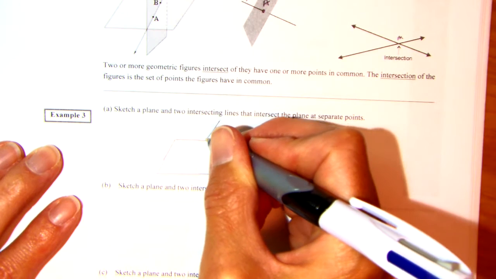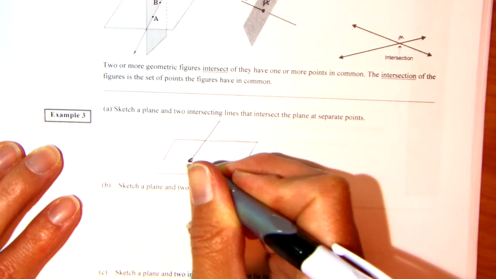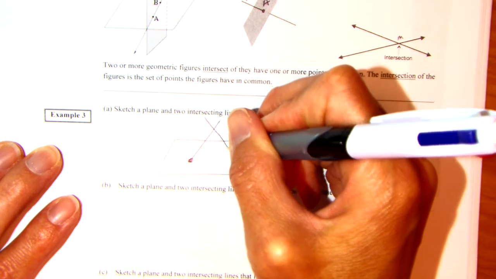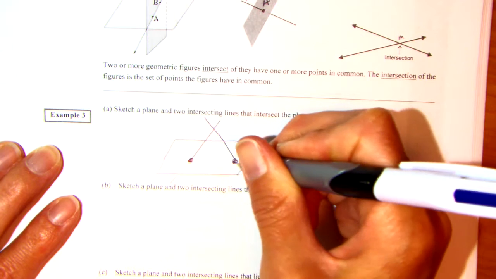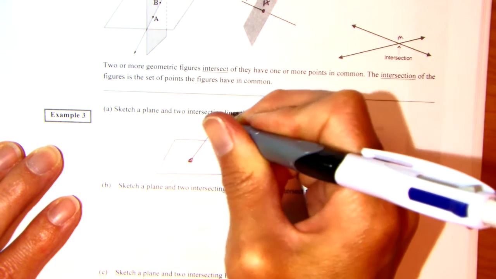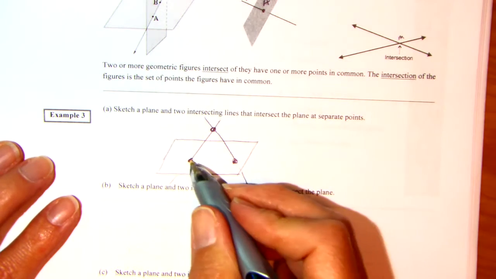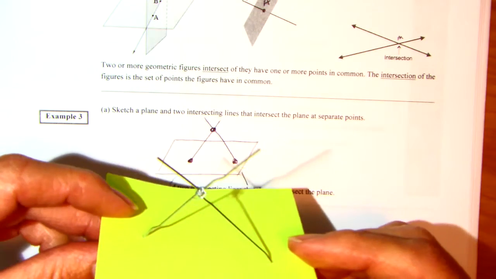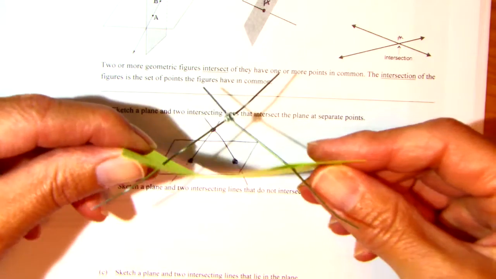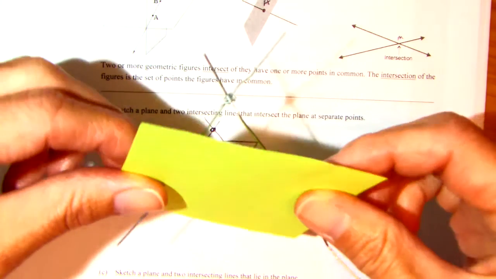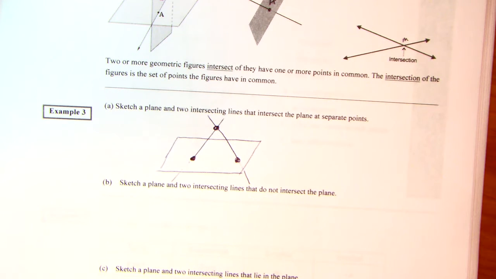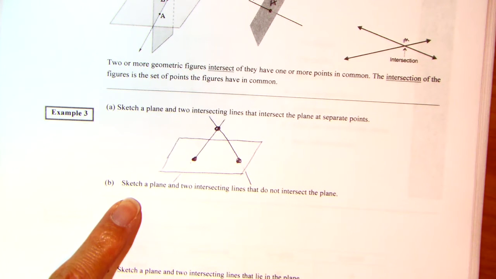So it's like going behind it. What do you think? The lines intersect right here, they intersect the plane right there. Here's an example of it visually. Can you see that? I kind of made this little model a second ago. Pretty cool, huh? Okay, now how about sketch a plane and two intersecting lines that do not intersect the plane.